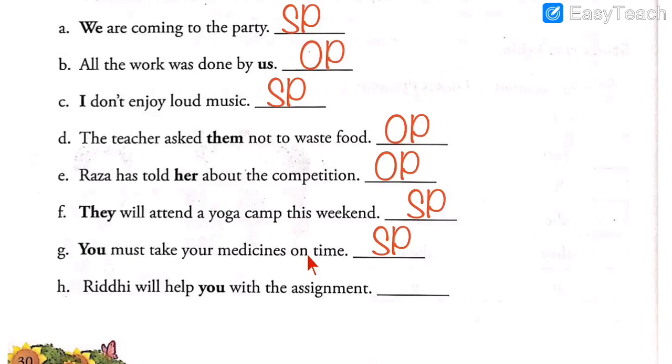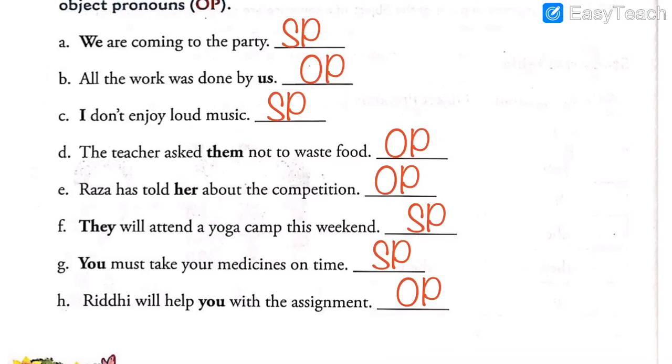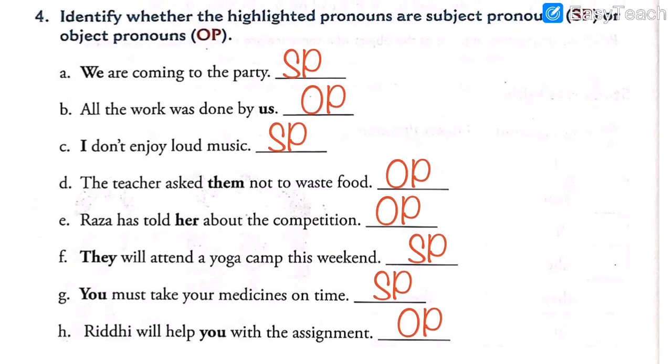You must take your medicines. So you have to ask the question who. Who should take the medicines? You. But here you have to ask the question whom. Riddhi will help you. Whom will Riddhi help? Riddhi will help you. So that's why it is an object pronoun. So what's the answer? Answer should be OP, that is object pronoun. Be very careful, children, with the last two sentences. It can be confusing at times, but I will write a keyword over here so that it is not confusing for you.